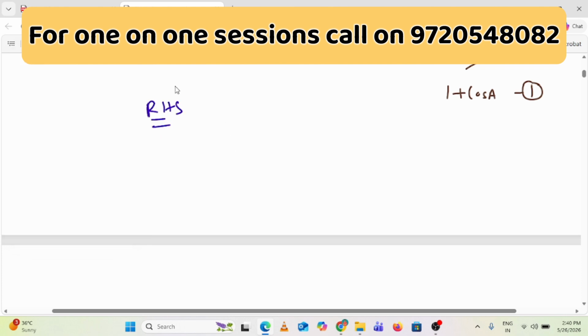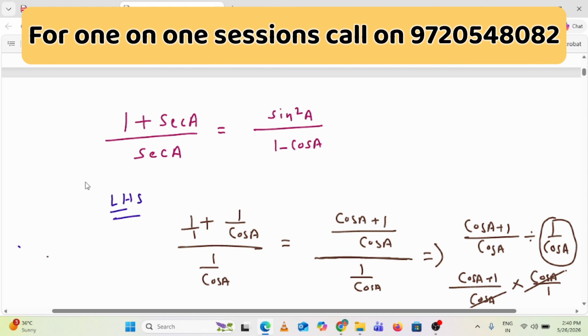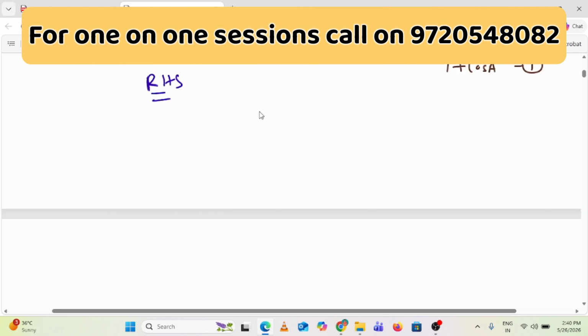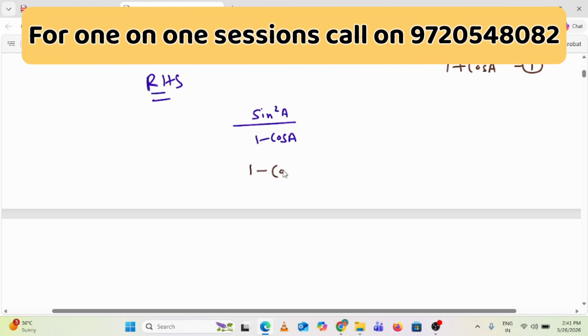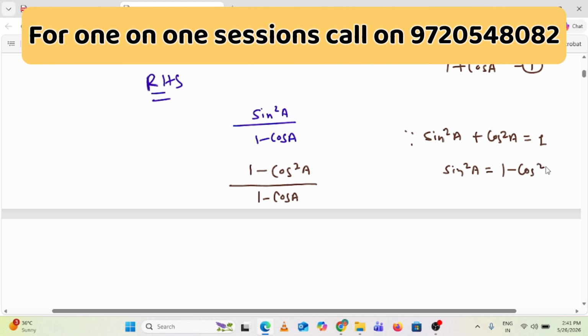RHS: sin square A upon 1 minus cos A. So we can easily write sin square A as 1 minus cos square A. Yes or no? Yes, sir. Because we know sin square A plus cos square A is equal to 1. So sin square A is equal to 1 minus cos square A. Make sense?